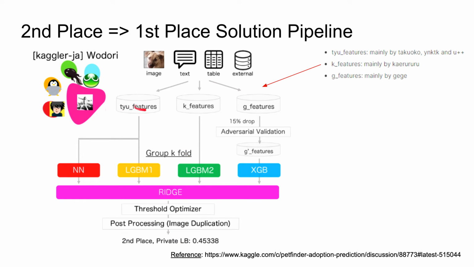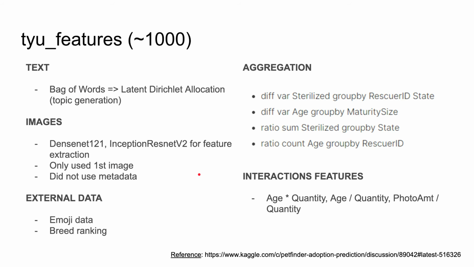So TYU's features, technically TYU is just the initials of the usernames of the first three members. K features, also the same thing, G features. They built separate models. Some use a neural network, LGBM, which is the light gradient boosting model. And this guy, G, actually used XGBoost. And then later on, they use a second level model to combine all the answers and get the best predictions out of all. So that's the pipeline. And for the TYU features, they got to around 1,000 top features.